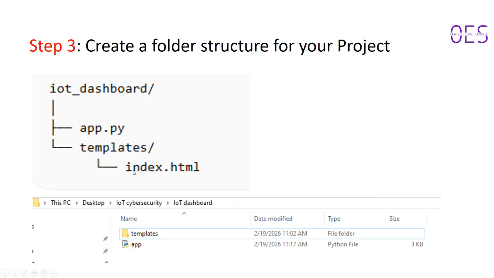So this is your index, that's the first page of your website or web application. So index.html. Alright, once you've done that, this is an example of how it looks. You can see the folder IoT dashboard. In this folder I have the folder templates and app.py. Then if you click onto templates, you see my index.html. So let's see how to implement this in our Spyder IDE.